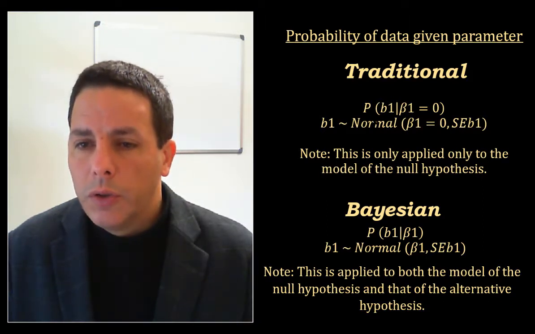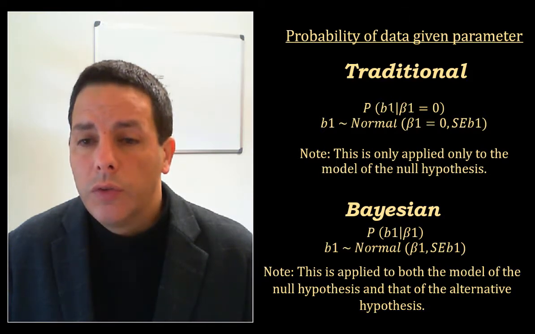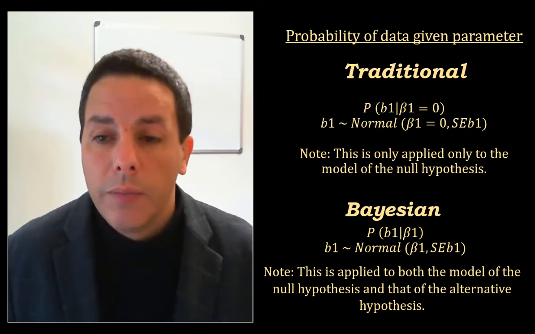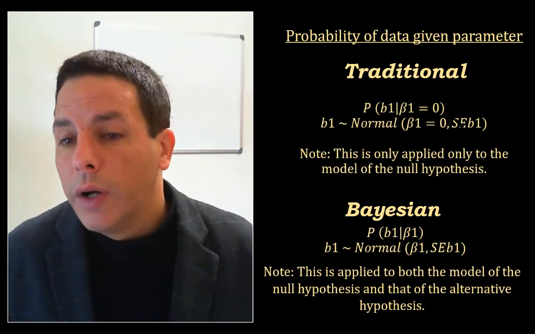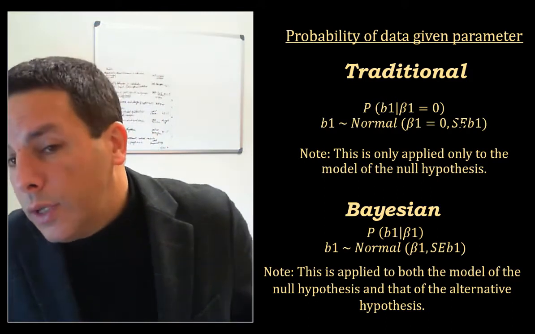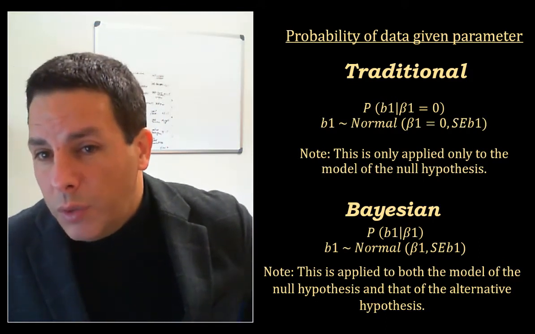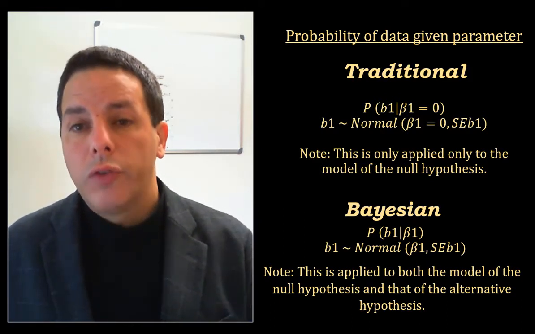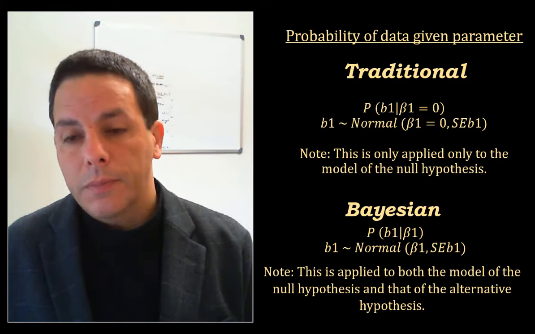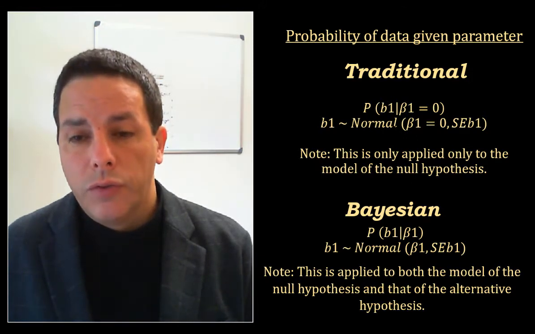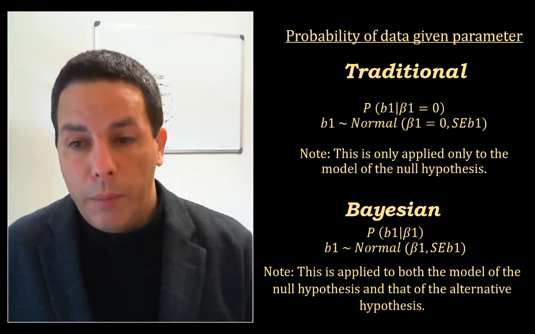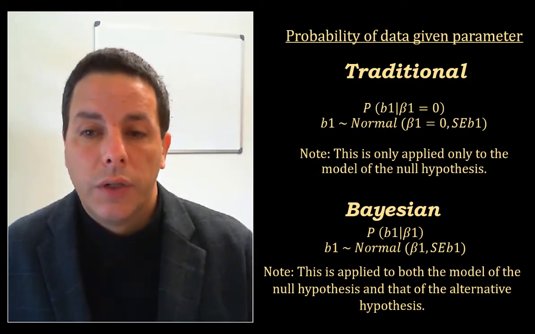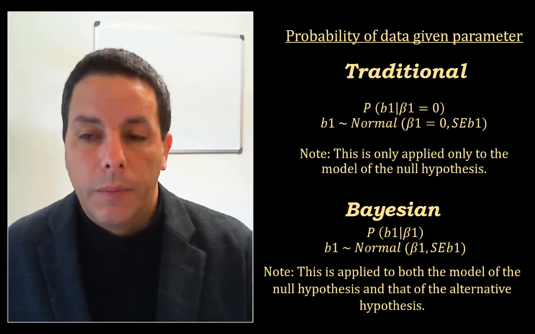So in the traditional approach, we say, well, what's the probability of obtaining B1, which is the B1 we calculated in our sample, given that beta 1 equals 0. Okay, so that's the sampling distribution. So probability of data given parameter in the Bayes theorem corresponds to the sampling distribution. And we say that B1 is distributed normally with a mean of 0, and the standard deviation is the standard error of B1.